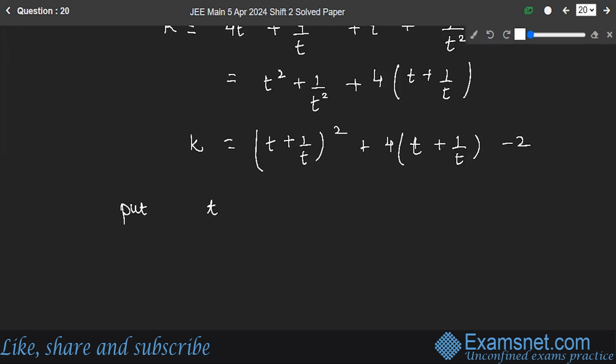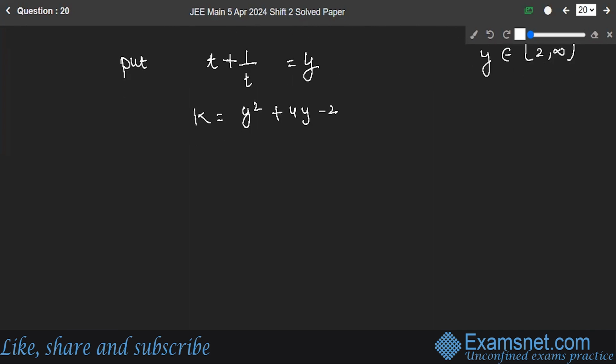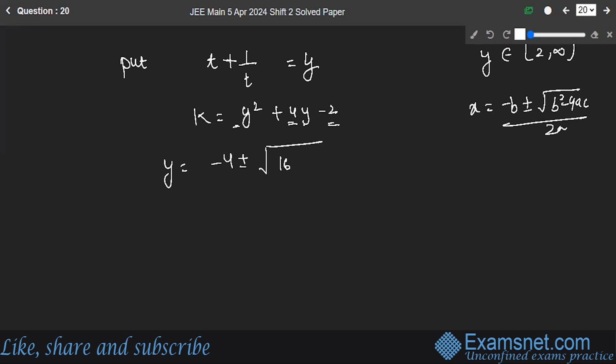Let's put t plus 1 upon t as some y, where y belongs to 2 to infinity. Okay. So k becomes equal to y squared plus 4y minus 2. That makes y to be given by applying the quadratic formula, minus b plus minus root of b squared minus 4ac upon 2a. So y will be here. A is 1, b is 4, and c is minus 2. So this will be minus 4 plus minus root of b square minus 4 a into c.